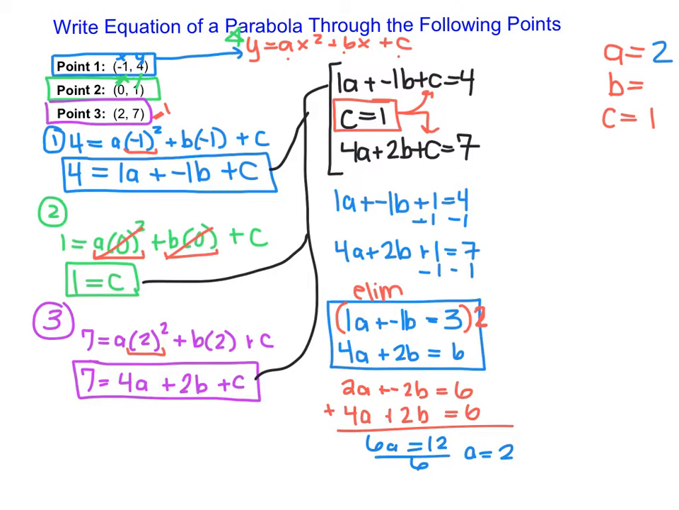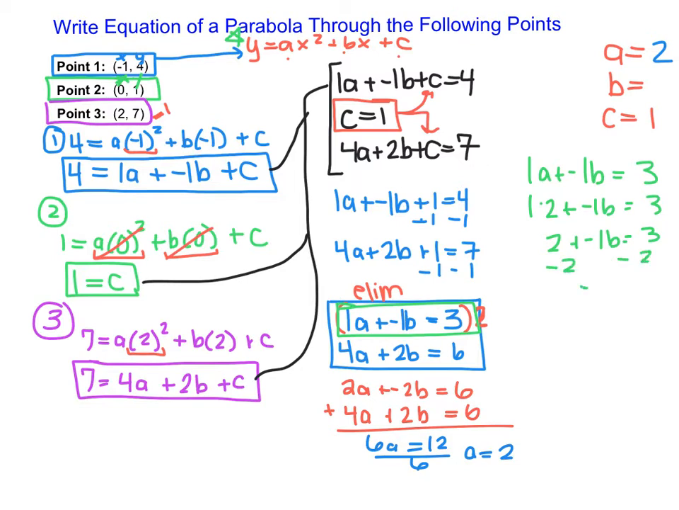Now it doesn't matter which of the equations on the screen you pick, so I'm just going to pick this equation right here because it looks really easy to work with. So here I have 1a plus a negative 1b equals 3. So I take my a value of 2 and substitute it in there. So I have 1 times 2 plus negative 1b equals 3. So that's 2 plus negative 1b equals 3. Subtract 2 from each side. Negative 1b is equal to 1, so I divide by negative 1. And I find that my b value is equal to a negative 1.